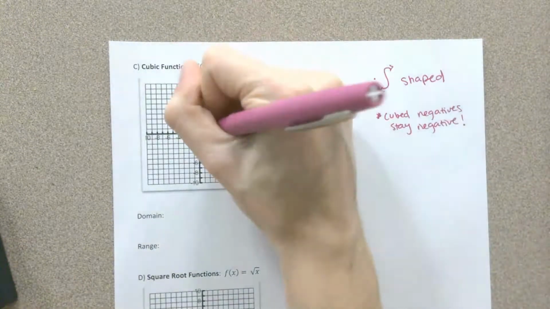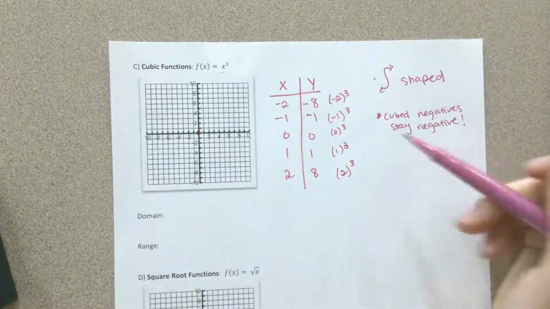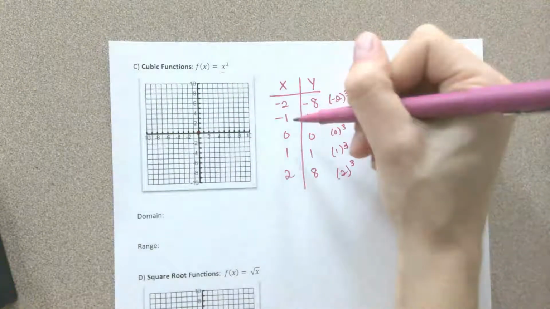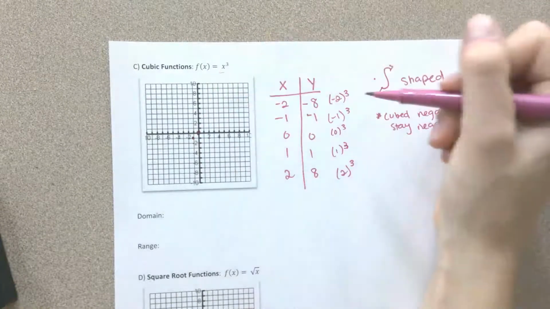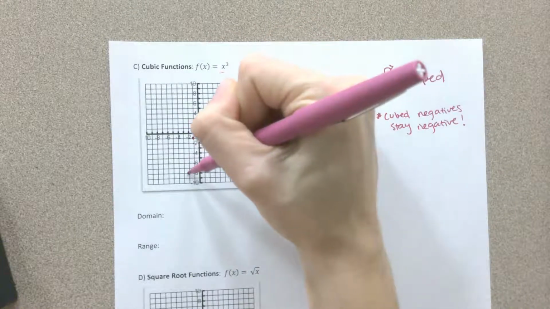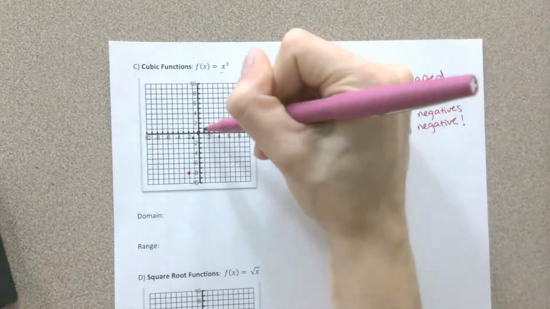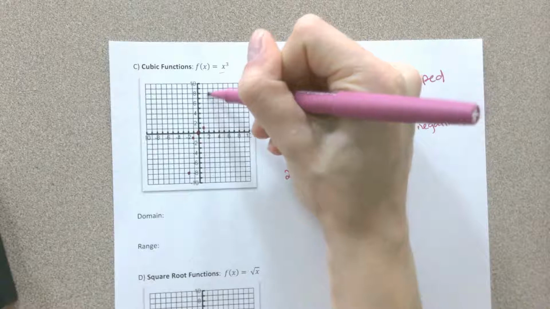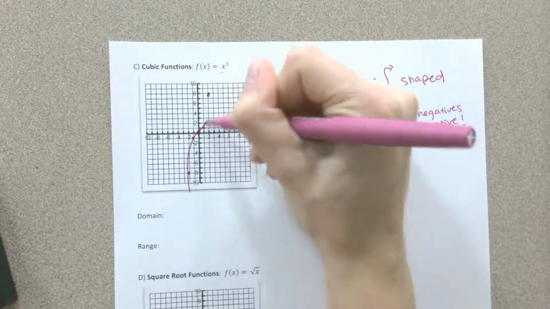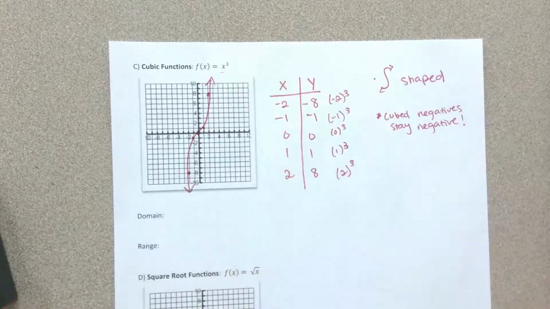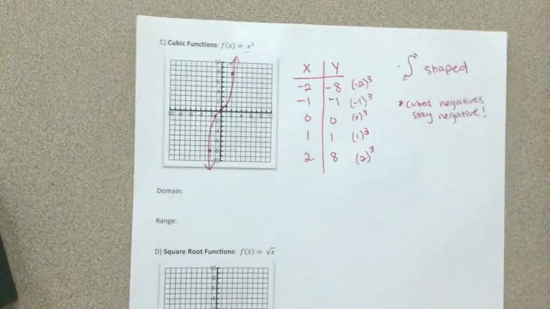So once again, we come over and we're going to plot our points. I start with 0, 0. We can do negative 1, negative 1, negative 2, negative 8, positive 1, positive 1, positive 2, positive 8. And that's what our graph is going to look like.